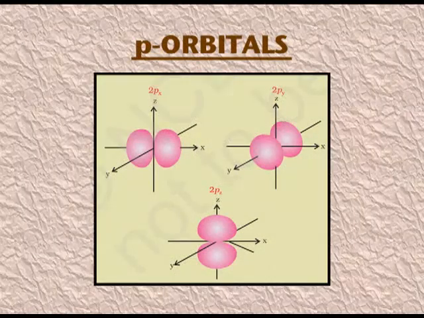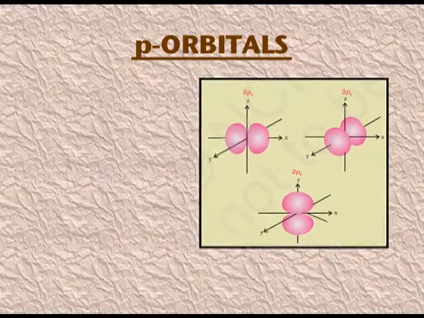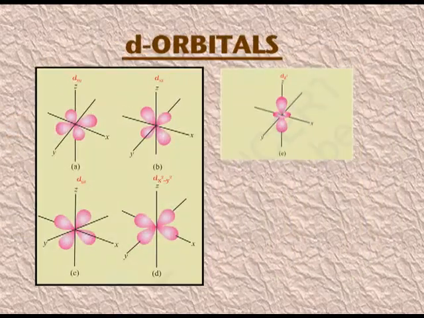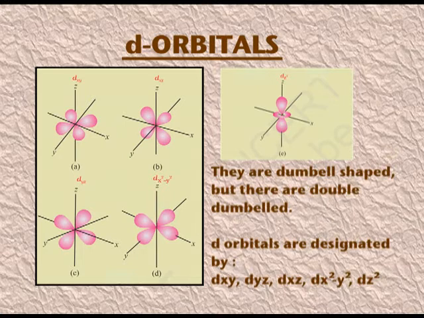P orbital. There are 3 types of p orbitals as per their orientations along the x-axis, y-axis and z-axis. The p orbitals are designated as px, py, pz. The p orbitals are dumbbell shaped. D orbitals. There are 5 types of d orbitals. Again they are dumbbell shaped, but there are double dumbbells. They are designated as dxy, dyz, dxz, dx square minus y square and dz square.